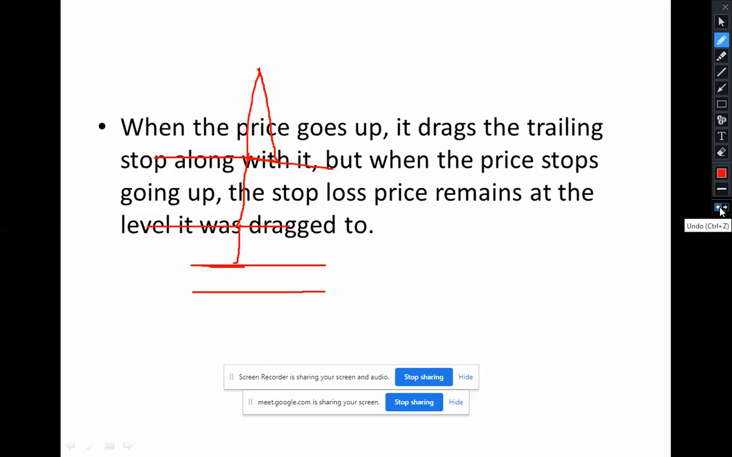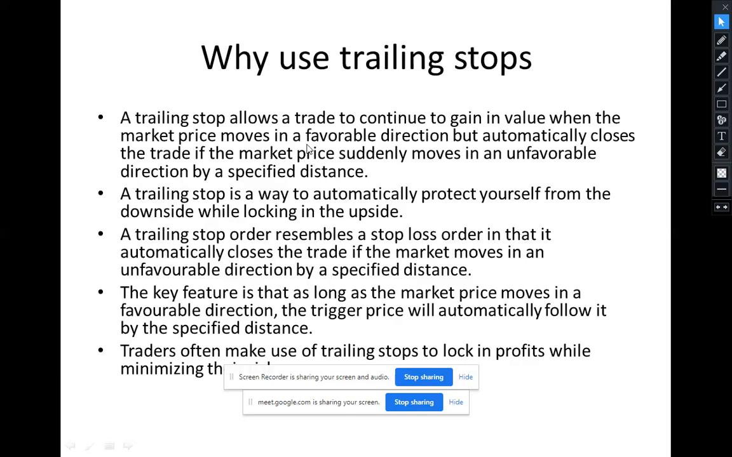So trailing stop loss is very important for beginners. You must trail your stop loss. But when the price stops going up, the stop loss remains at the level it was dragged to. So it doesn't move. Now, why use a trailing stop loss? A trailing stop loss allows a trader to continue to gain in value when the market price moves in a favorable direction, but automatically closes the trade if the market price suddenly moves in an unfavorable direction by a specific distance.